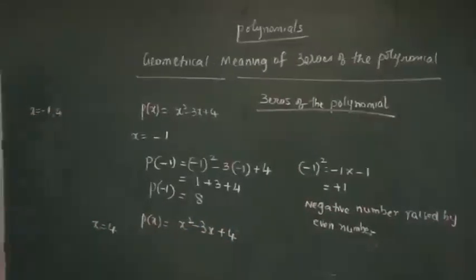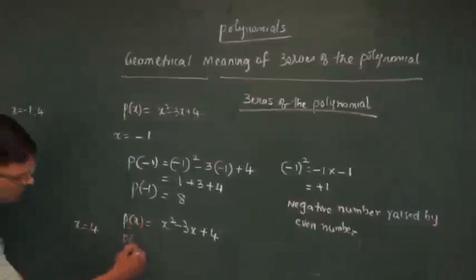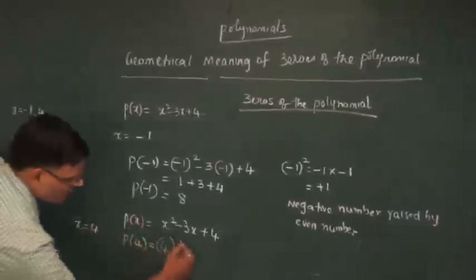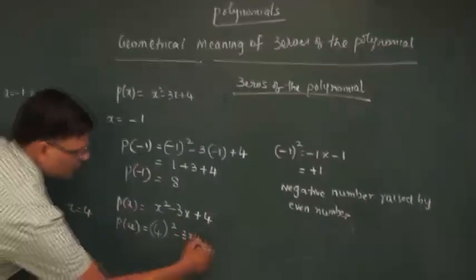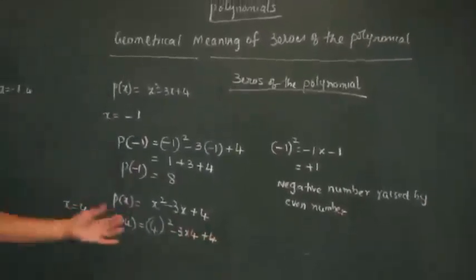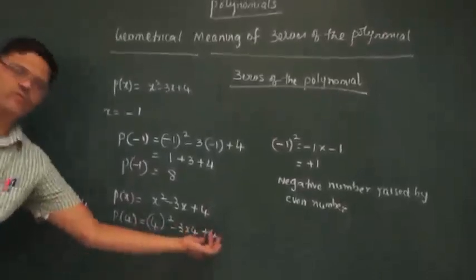x is equal to 4. Now you substitute 4 wherever x is there. P of 4 is equal to 4 square minus 3 into 4 plus 4.